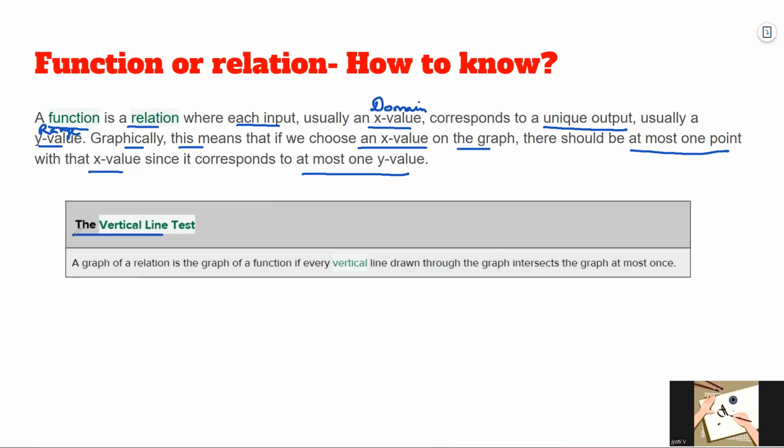It is a wonderful test to identify whether a given equation or expression is a function or a relation. The vertical line test says a graph of a relation is the graph of a function if every vertical line that is drawn through the graph intersects the graph at most once. That means we have a graph and we start drawing vertical lines. If that vertical line intersects the graph in exactly one point, then that graph belongs to a function, or else it belongs to a relation.